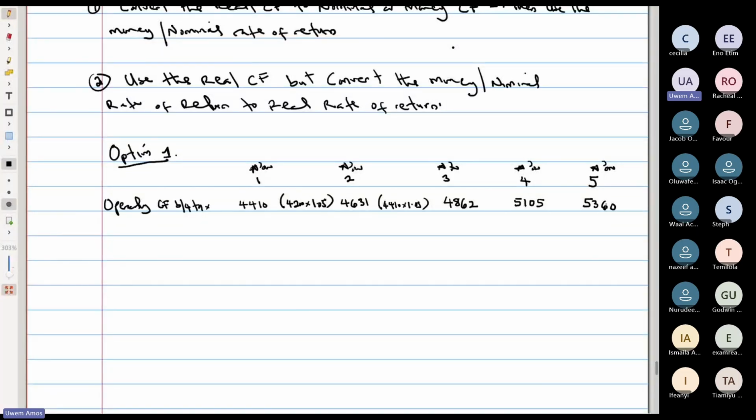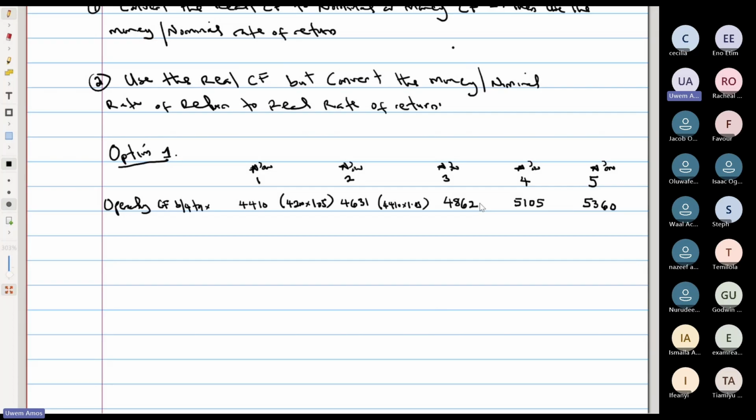If there's a difference, it might be that you rounded it up and then multiplied with the rounded up value. I was just multiplying it with my next answer, so that's why I got all of this. But if you multiply the rounded up value, you might have a slightly different value. It doesn't really matter; the difference is not material. All right, so that's our nominal or money operating cash flow.